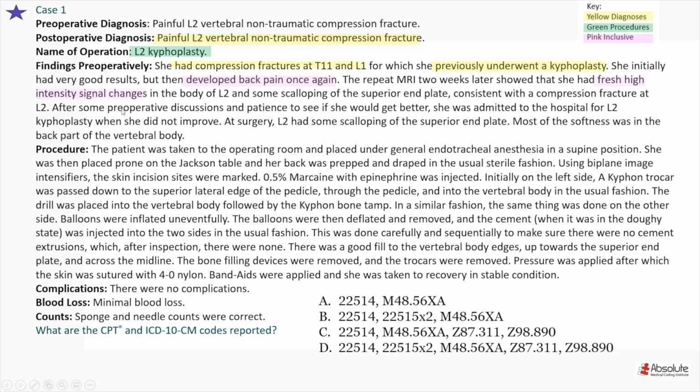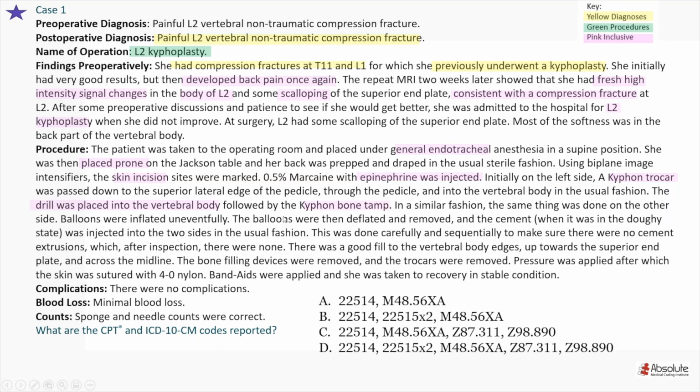Fresh high intensity signal changes at the body of L2. There was some scalloping consistent with a compression fracture. Then again, I mentioned L2 kyphoplasty. It's pink because we've already highlighted it green. Also, general endotracheal anesthesia, patient placed prone, skin incision, epinephrine injected, a Kyphon trocar. We didn't even need to highlight that according to our instructions.